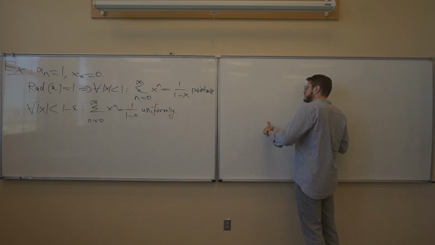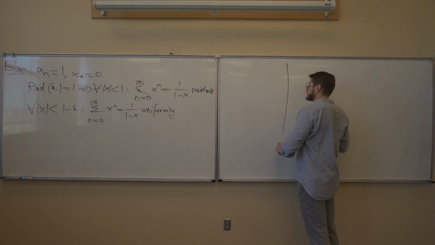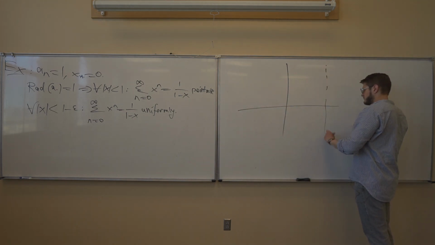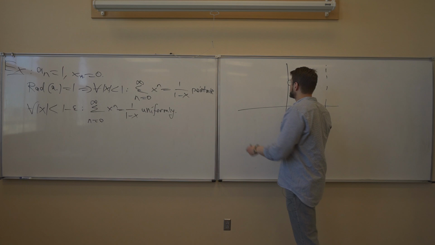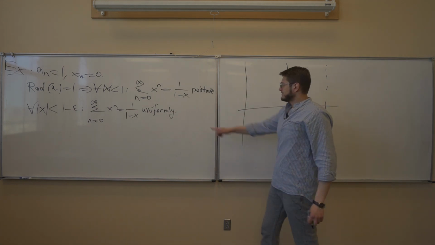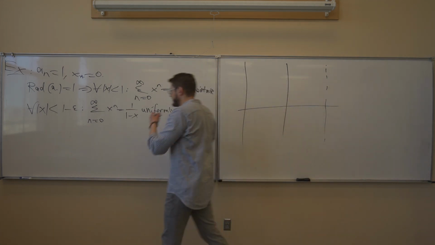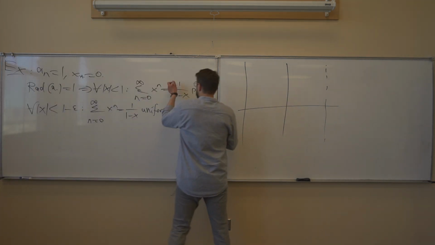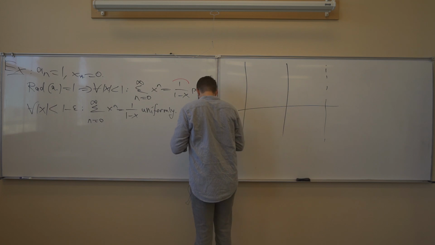So here's a picture, okay? I have an asymptote here at 1. And here's minus 1. And if I were to plot this, let me call this S infinity of x. Okay.